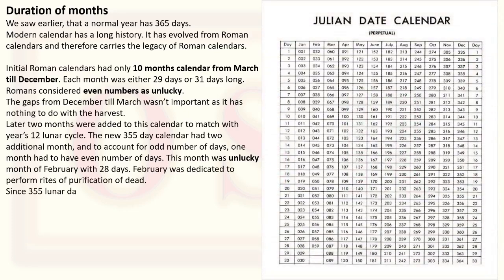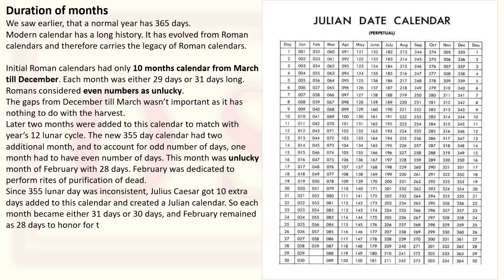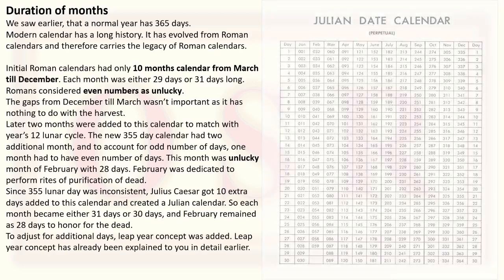Since the 355 lunar day calendar was inconsistent, Julius Caesar got 10 extra days added to this calendar and created the Julian calendar. So each month became either 31 days or 30 days and February remained as 28 days to honor the dead. To adjust for additional days, the leap year concept was added. The leap year concept has already been explained to you in detail earlier.